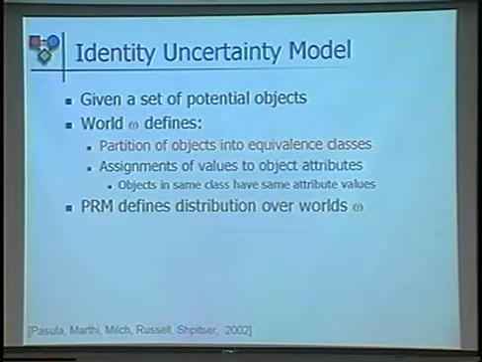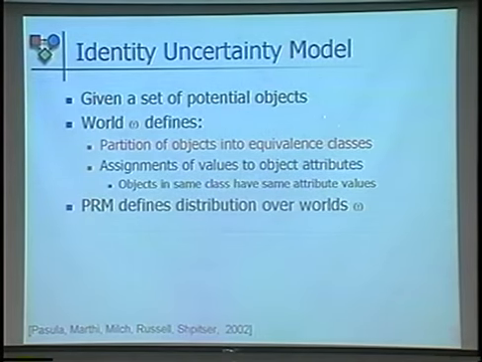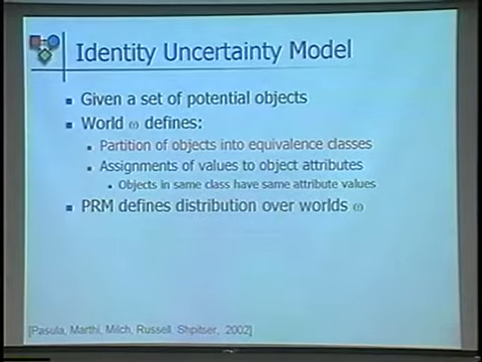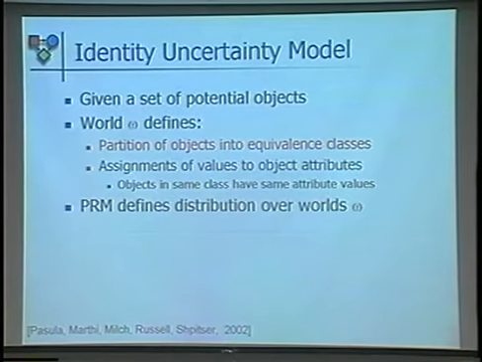The final thing that I'd like to tell you about is something I think is very important for questions in language. This is a question of identity uncertainty. This is work by Hannah Pasula, who's a student of Stuart Russell at Berkeley. What we're trying to do is figure out which objects are actually the same as which other objects. So we're trying to solve, if you will, the co-reference problem.